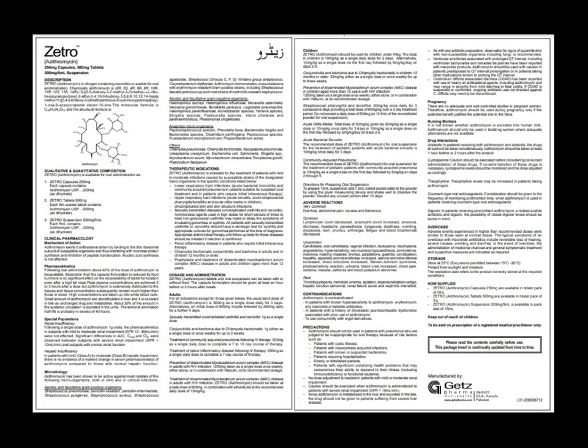Azithromycin is available for oral administration as Azithromycin USP 250 mg capsules, as dihydrate; Azithromycin USP 500 mg film-coated tablet, as dihydrate; and Azithromycin USP 200 mg per 5 ml. Clinical pharmacology. Mechanism of action.